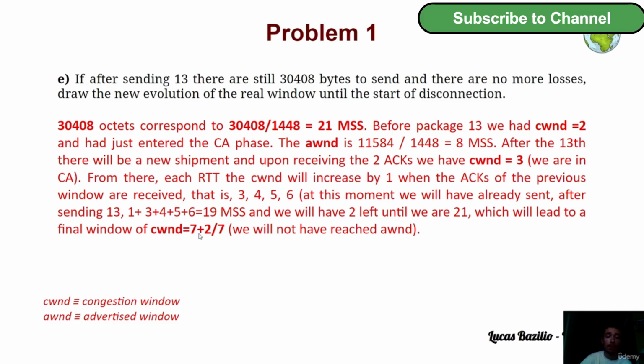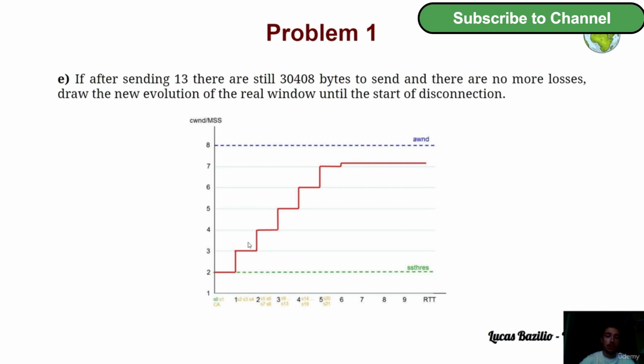This will lead to a final window, as we can see here, using the congestion avoidance phase, the actual window, which is 7, plus 2 divided by 7, which will give us in this graph this congestion window value, which is roughly 7.28.